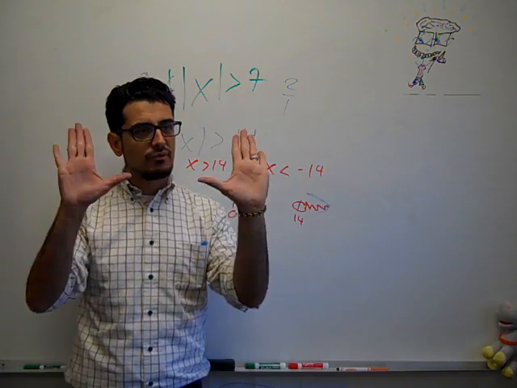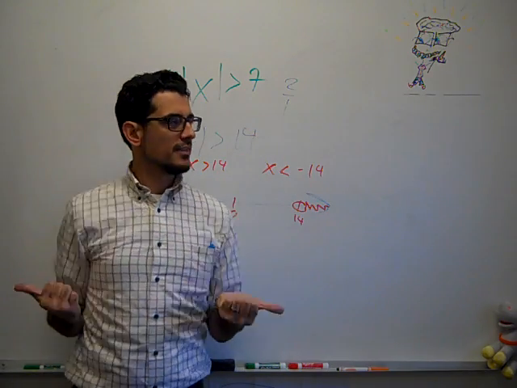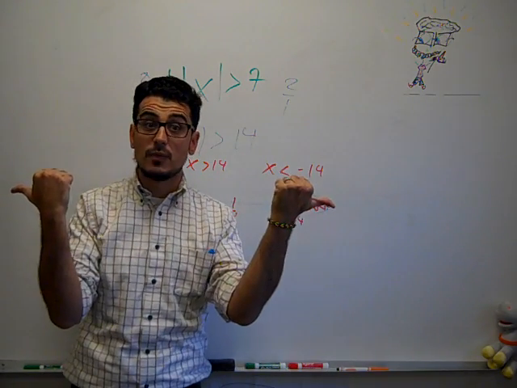So in this case, when I have the absolute value is greater than the number over here, then I'm going to do the dance of the or statement. So the or statements go out, okay?